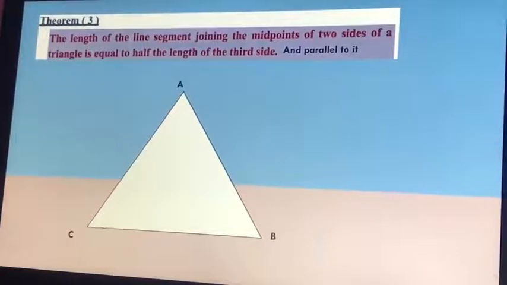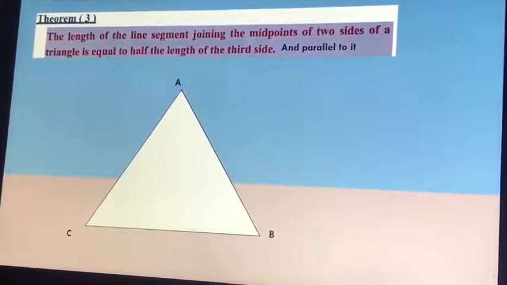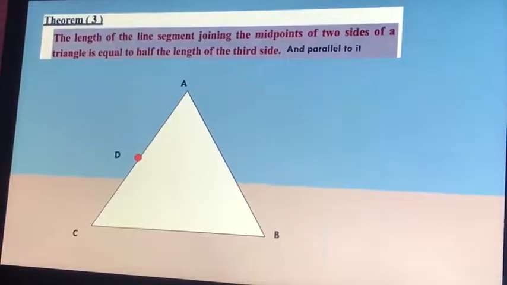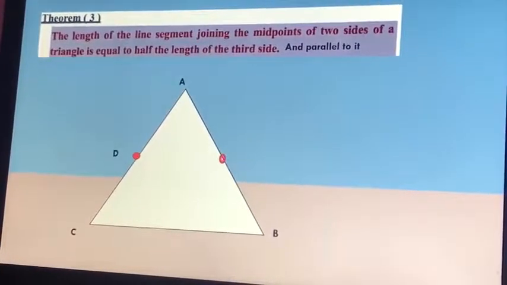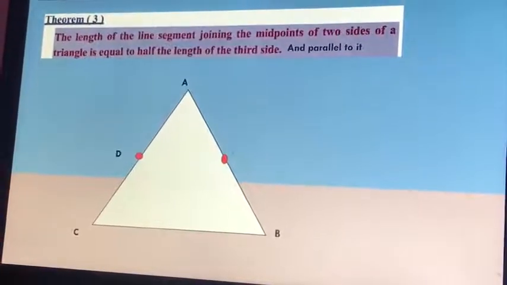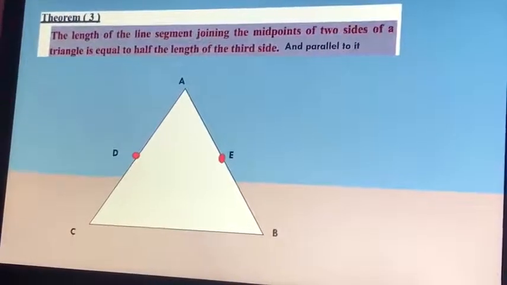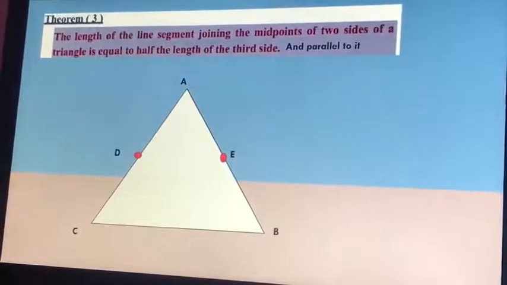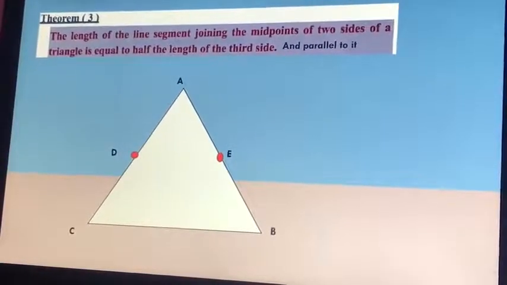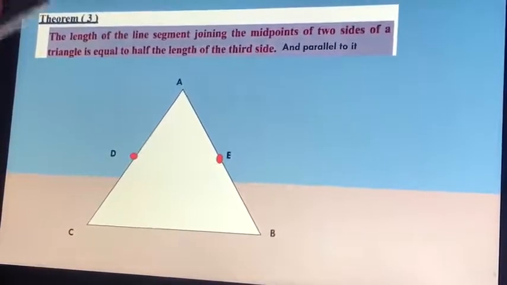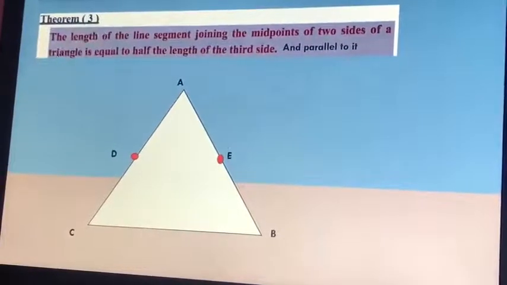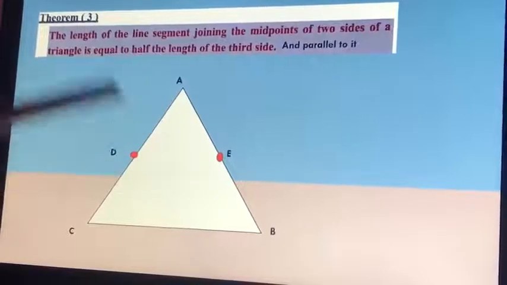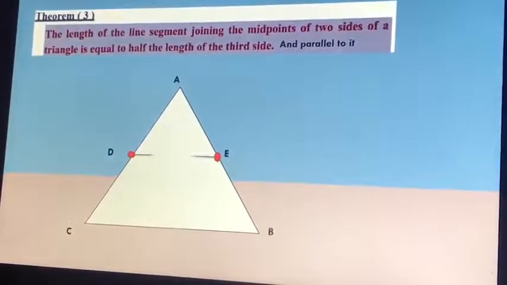So, the first thing, we have a midpoint of AC which is called D, and a midpoint of AB which is called E. So you have to differentiate between this theorem, Theorem 3, and Theorem 2. Theorem 2 was talking about just one midpoint, but here in Theorem 3, I have two midpoints. These two midpoints are joined together by a line segment.